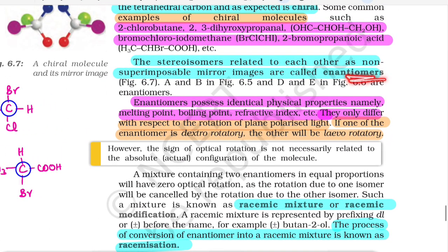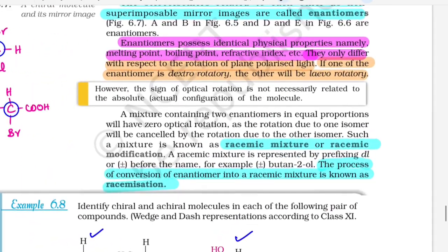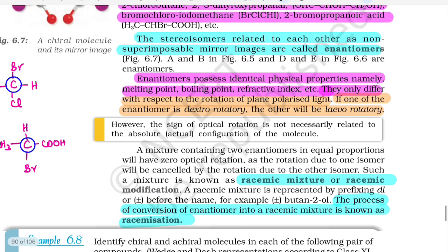Next, what are enantiomers? The stereoisomers related to each other as non-superimposable mirror images are called as enantiomers. So here these two are non-superimposable images. Therefore these two will be enantiomers. So remember the definition, what are enantiomers.